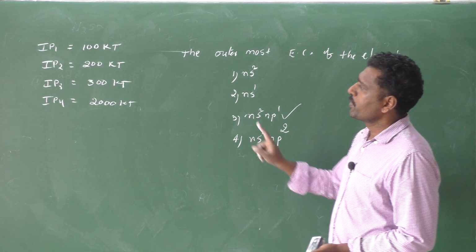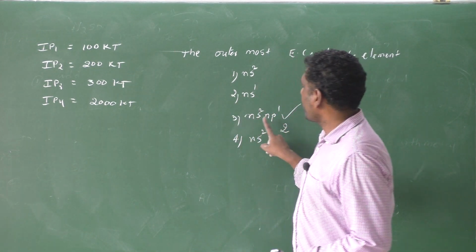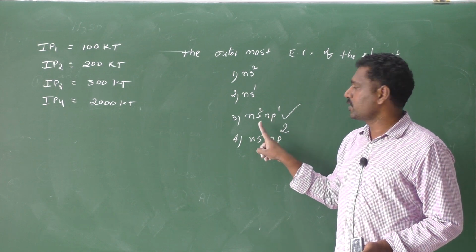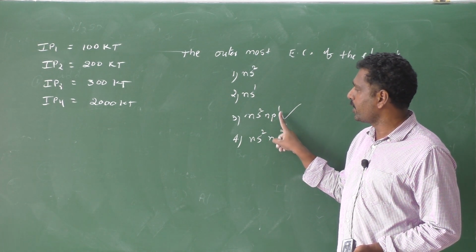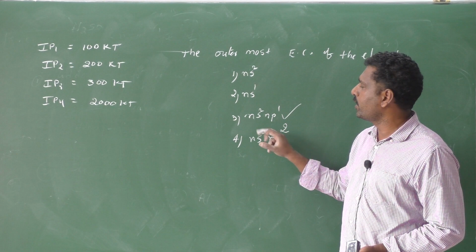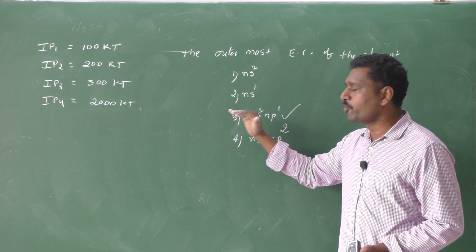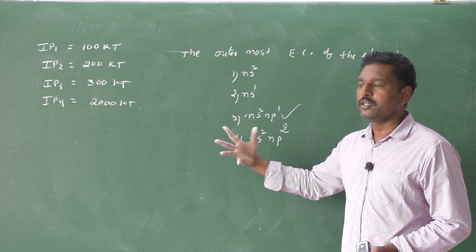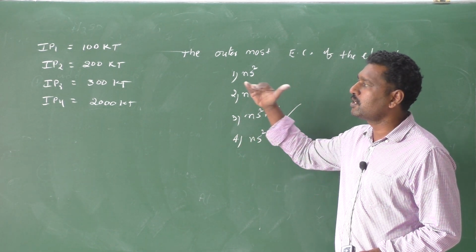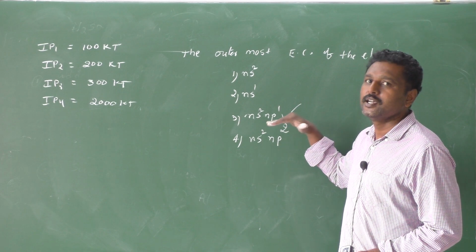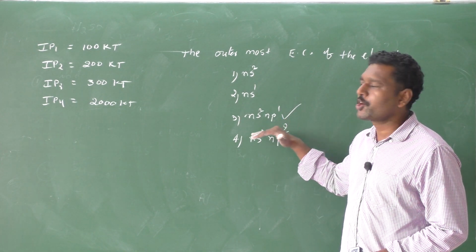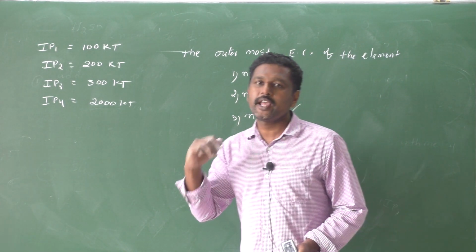Why? Because these are outermost electrons, meaning the energy required. First electron IP1 is 100, second electron 200, then 300. So these are the outermost three. To remove the fourth electron, we require more energy. So there is a sudden jump between third and fourth. Therefore it has three valency electrons and belongs to the third A group.